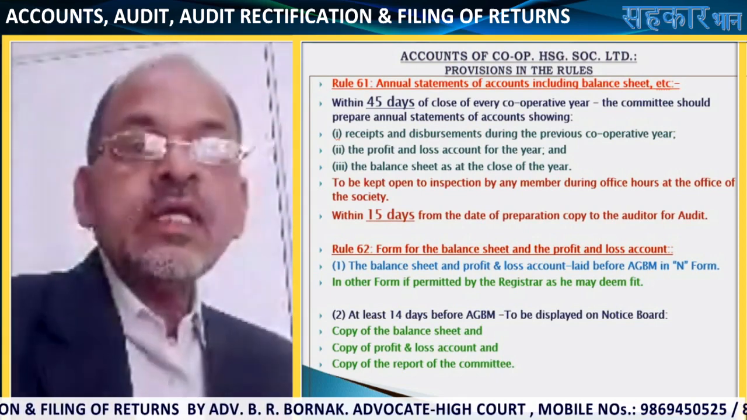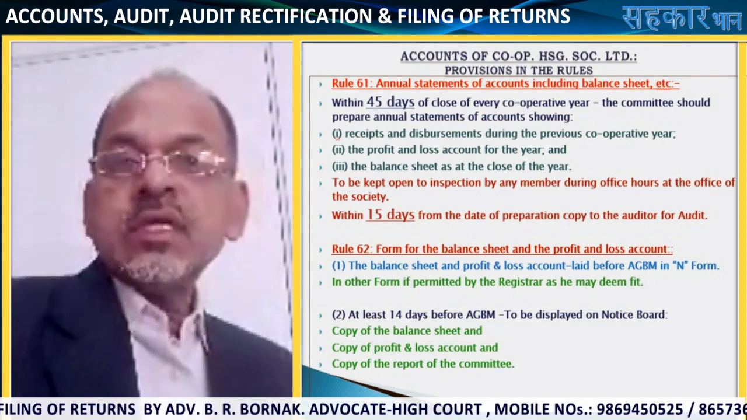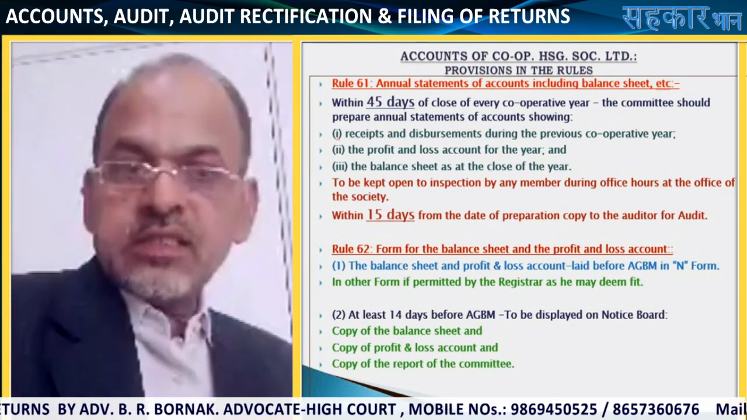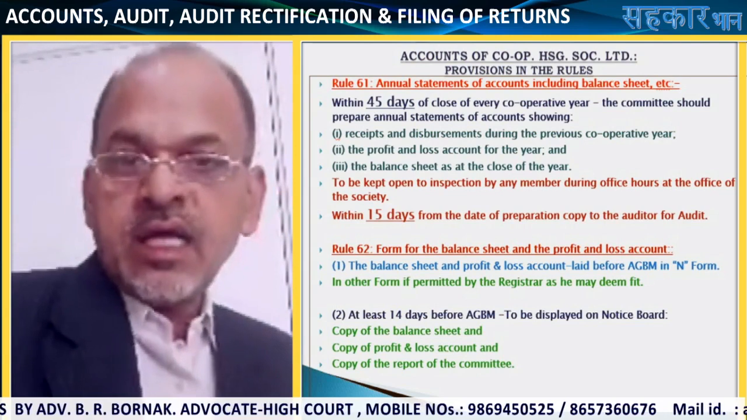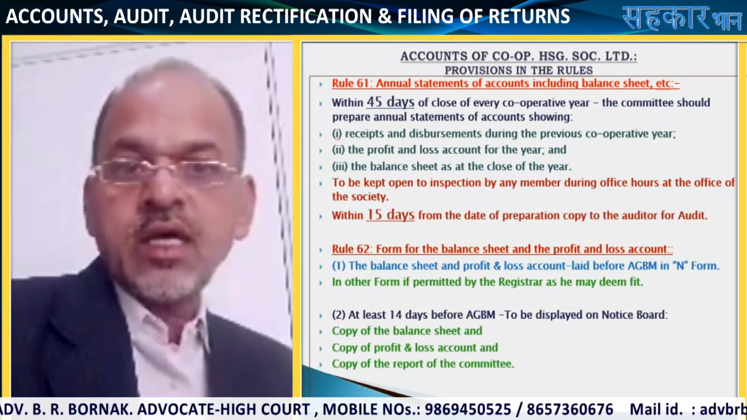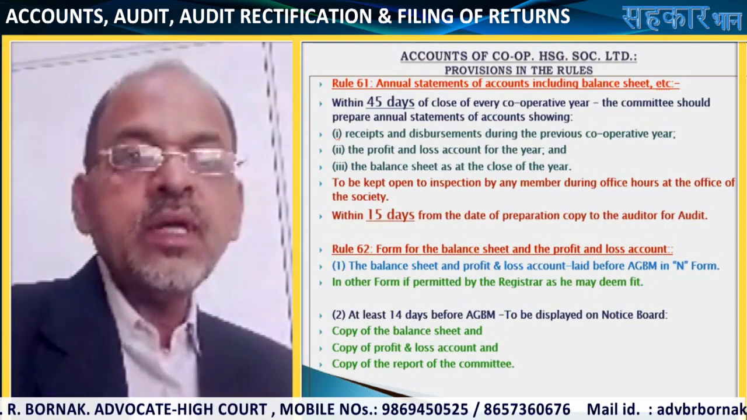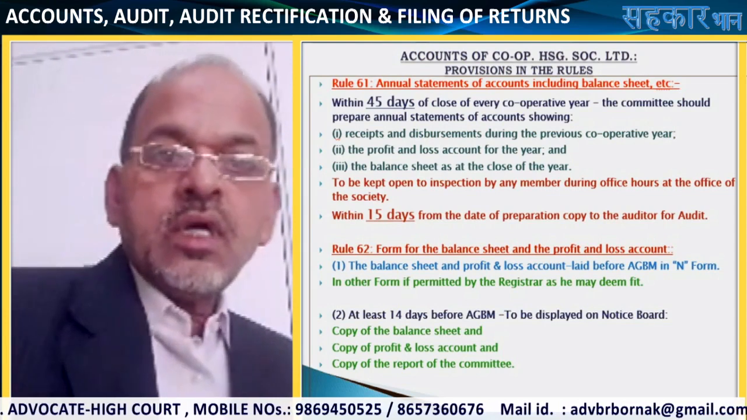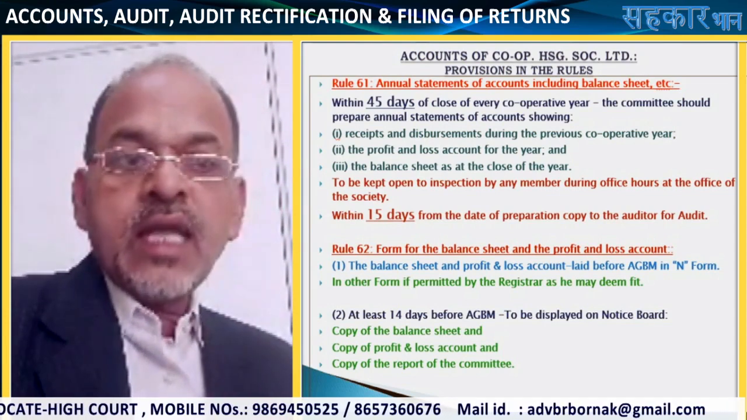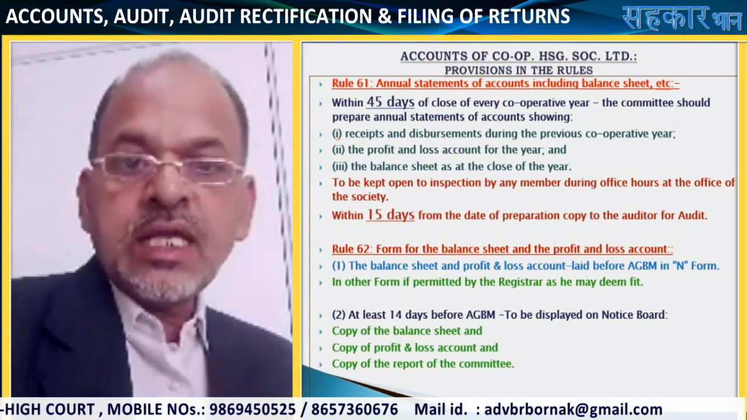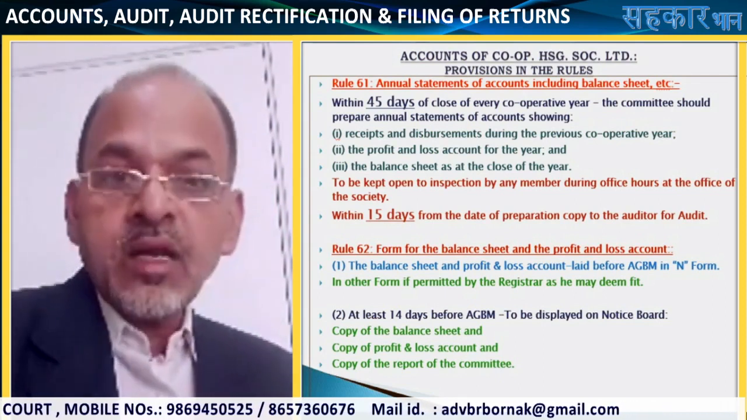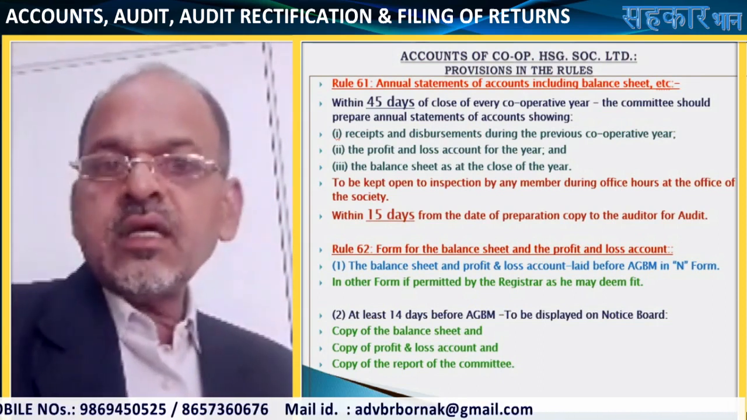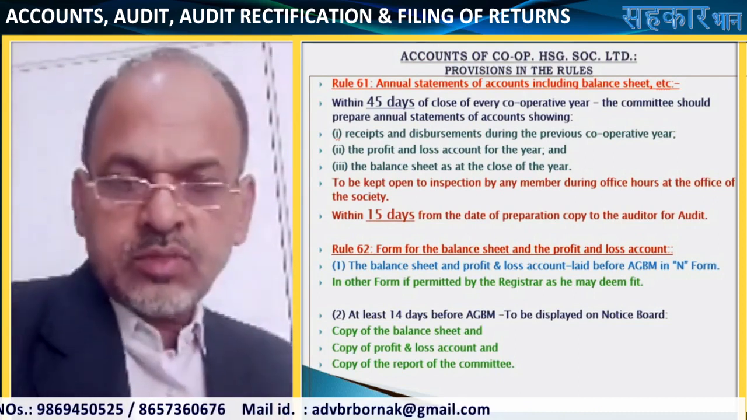Now what does Rule 62 provide for? Rule 62 provides for the form for the balance sheet and profit and loss account. Means in which form these final accounts, the statements of final accounts and balance sheet, are required to be prepared as per Rule 61. There is a specific prescribed form. In that form only these final statements of accounts are required to be prepared.